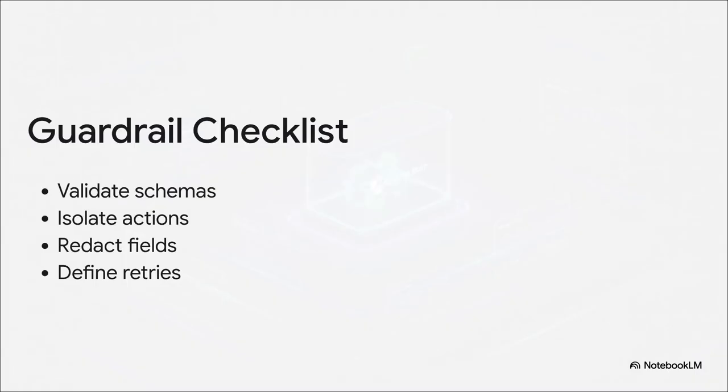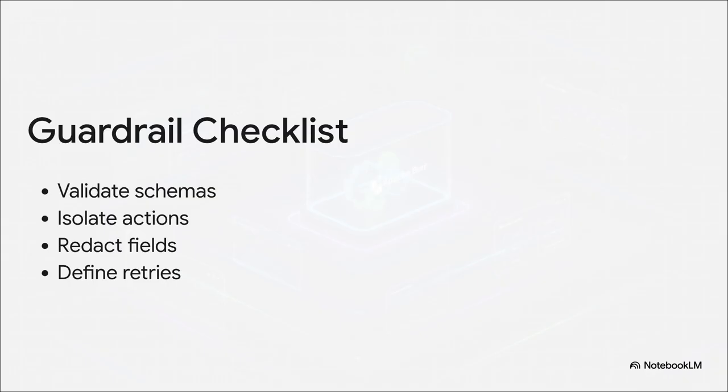Once you've adopted it, you need to enforce this practical guardrail checklist continuously. Validate your required state keys and schemas at every single step. Physically isolate irreversible actions from your standard reasoning loops. Centralize your external side effects so you can actually monitor them. Redact sensitive fields before they ever hit the tracker.